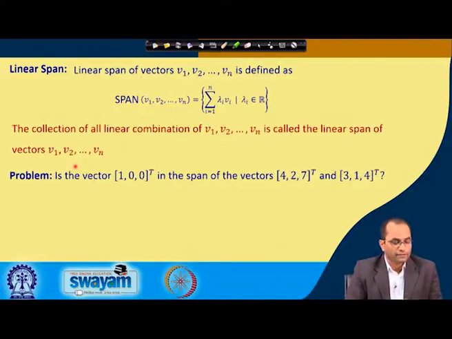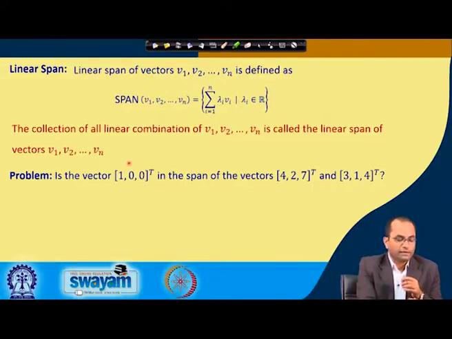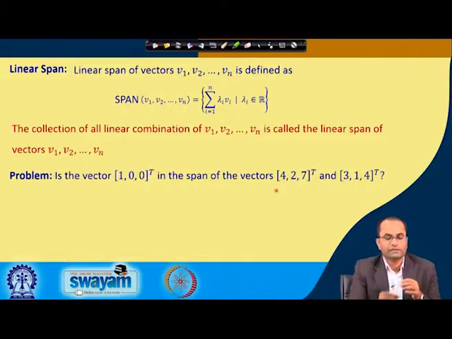And the problem we will discuss now is this vector 1 0 0 transpose, just to tell that this is a column vector, but we can do it also with row vectors. Is this vector in the span of the vectors 4, 2, 7 and 3, 1, 4? What do we need to check? Basically, can we write this vector as a linear combination of these two vectors? That is, is this vector in the span of these vectors? So, what is the span of these vectors?